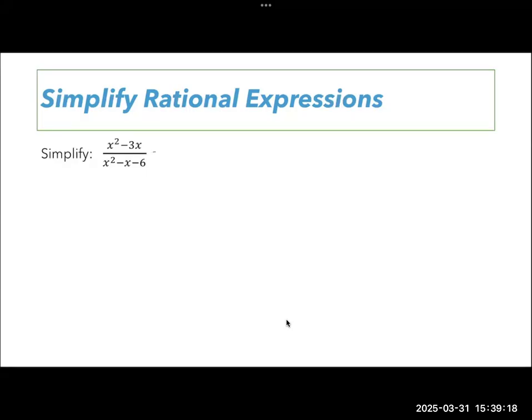In this case, if we take our x squared minus 3x in the numerator, we would factor that into x times x minus 3. And then x squared minus x minus 6 in the denominator would factor into x minus 3 times x plus 2.